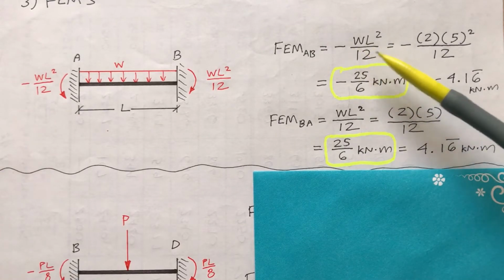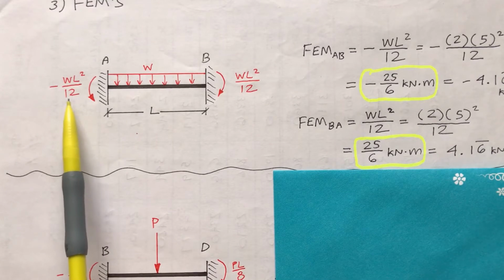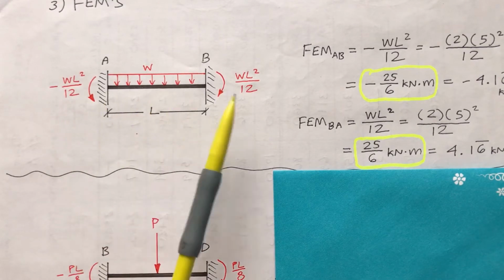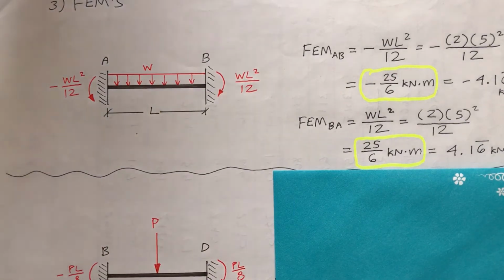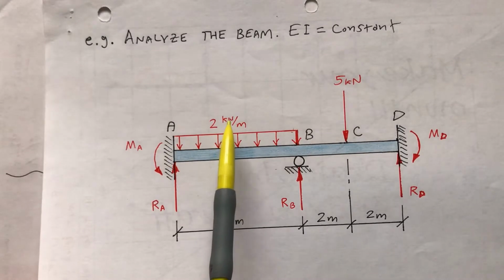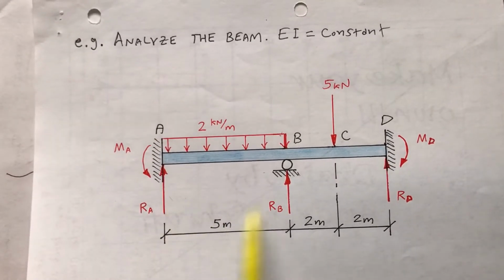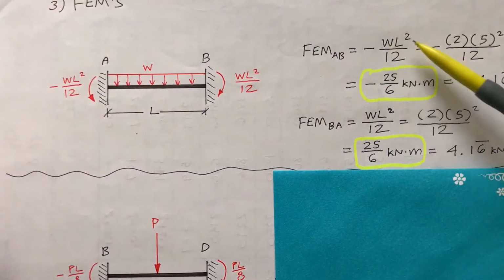Negative WL squared over 12. That's the formula that came here. Okay, WL squared over 12. At this side, positive WL squared over 12. The W in this case is 2, remember that? The distributed load between A and B is 2 kilonewtons per meter. The length is 5 meters, so W is 2, L is 5. So WL squared over 12.